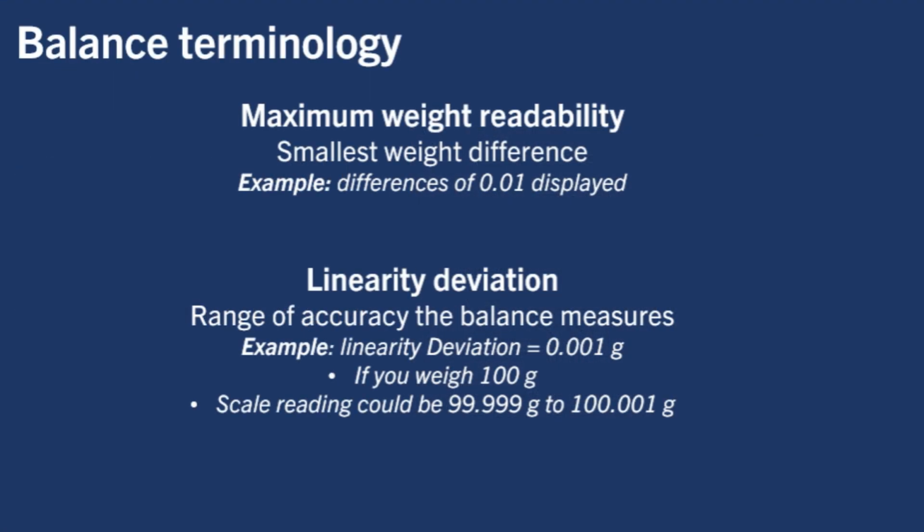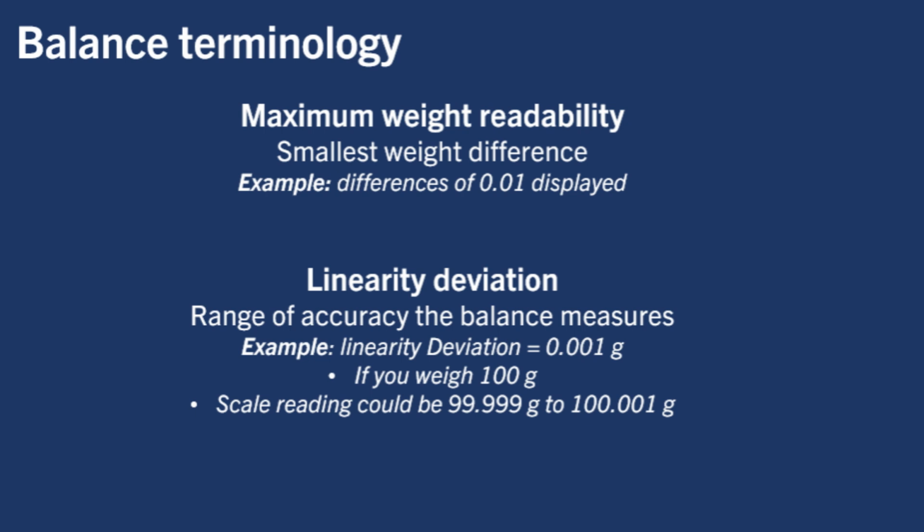When looking at the differences in using the balance, it's important to understand the different metrics for precision and consistent accuracy. In this video, when referring to the maximum weight readability, we are describing the smallest weight difference the scale can detect. For example, if the maximum weight readability is 0.01 gram and you weigh two objects on the scale, one weighing 10.00 gram and another weighing 10.01 gram, the balance will show the difference.